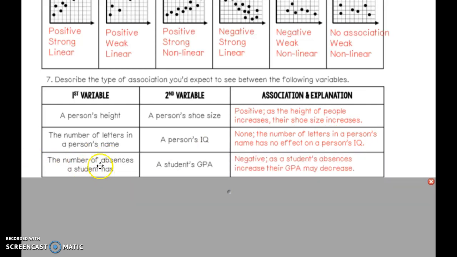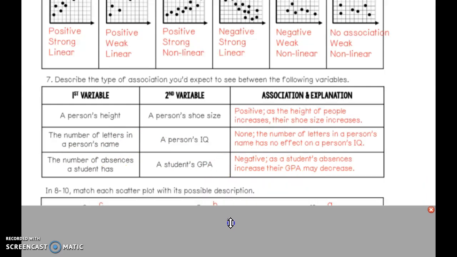The last one has us comparing the number of absences a student has to the student's GPA, and typically this would be a negative association. The more you're absent, the more school you're going to miss, and it's going to be more difficult for the student to make up. So typically their GPA or their grade point average will be lower than if they had fewer absences. So those things are going in the opposite direction, so we would have a negative relationship.